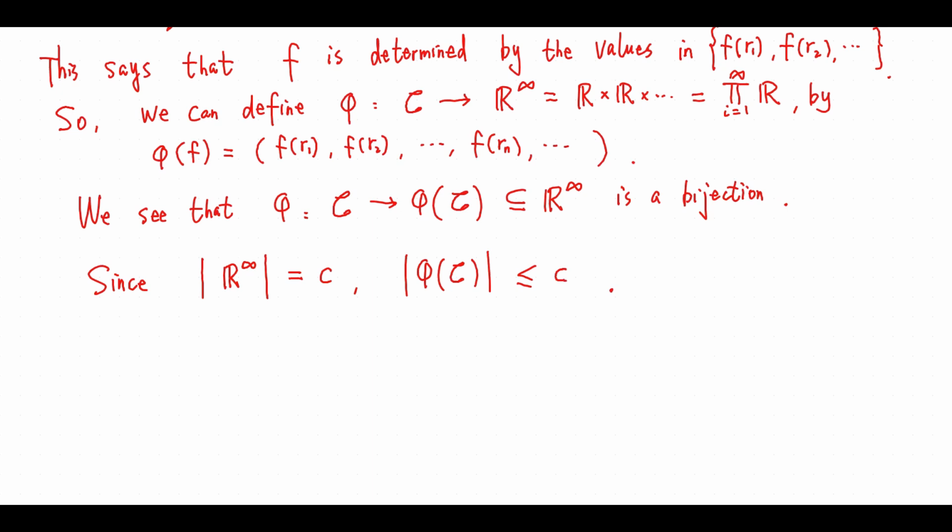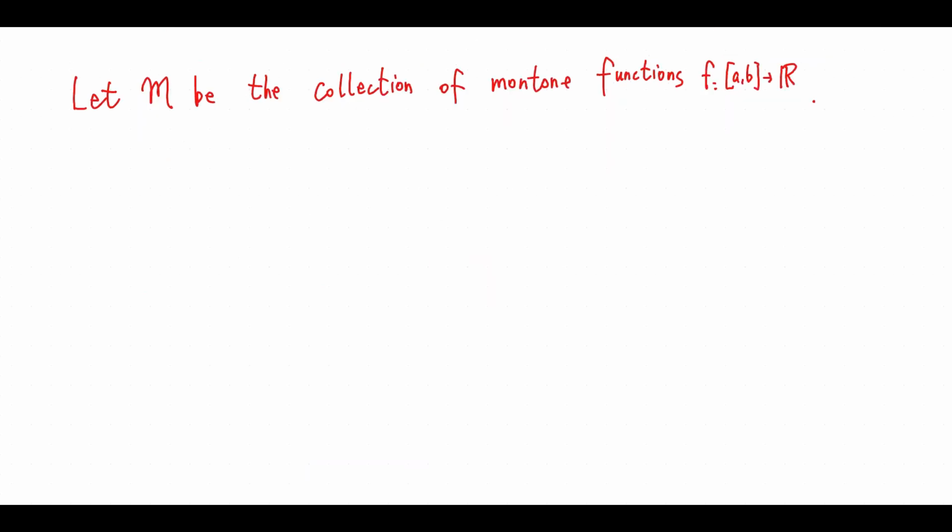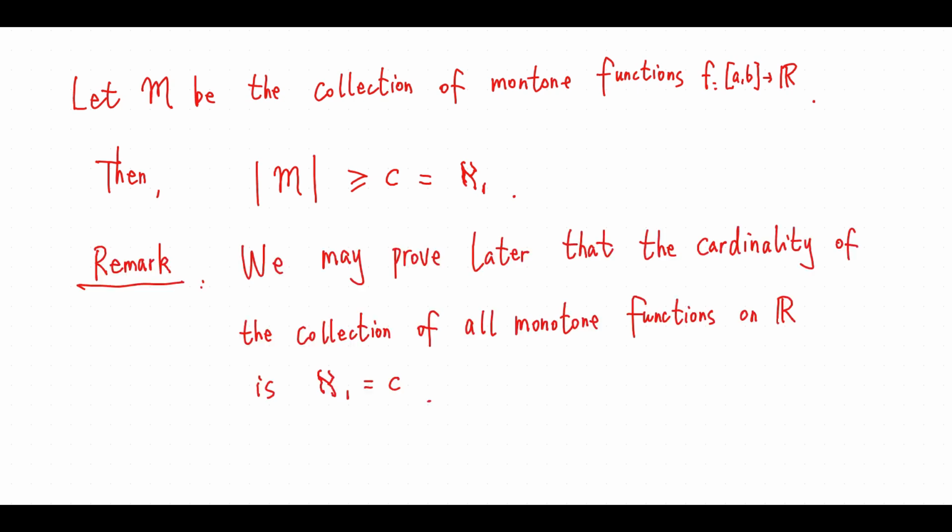This implies we have this inequality. Consequently, we have this inequality. We thus conclude the cardinality of the collection C is equal to C. Let M be the collection of monotone functions defined on the closed interval AB. We have this inequality. Here is the remark.